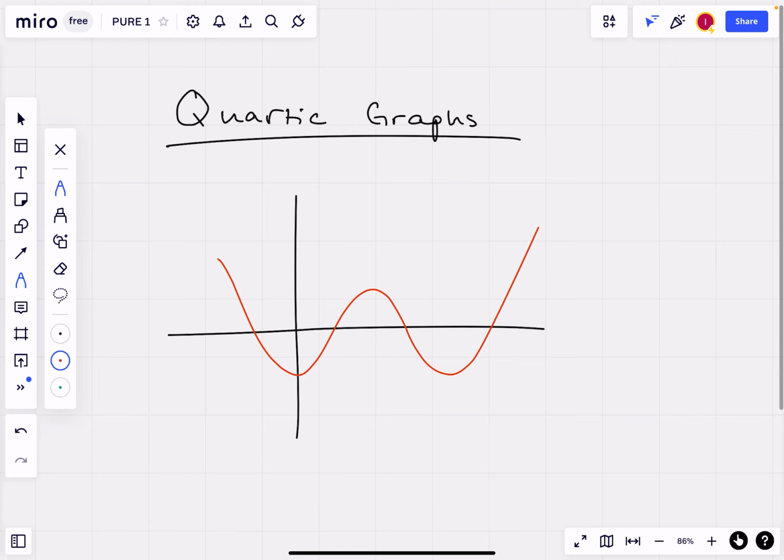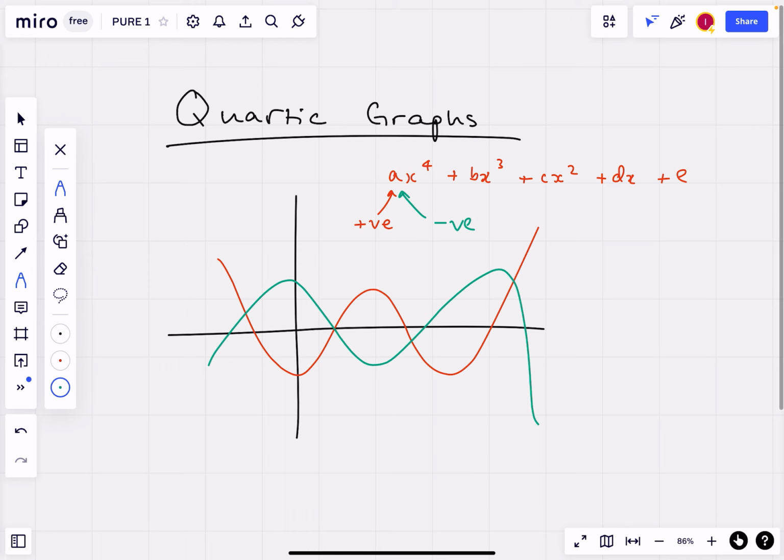This is the function of a quartic graph: ax to the power of 4 plus bx cubed plus cx squared plus dx plus e. If a is positive, then you're going to have this W shape. If it is negative, then it's going to be flipped upside down.